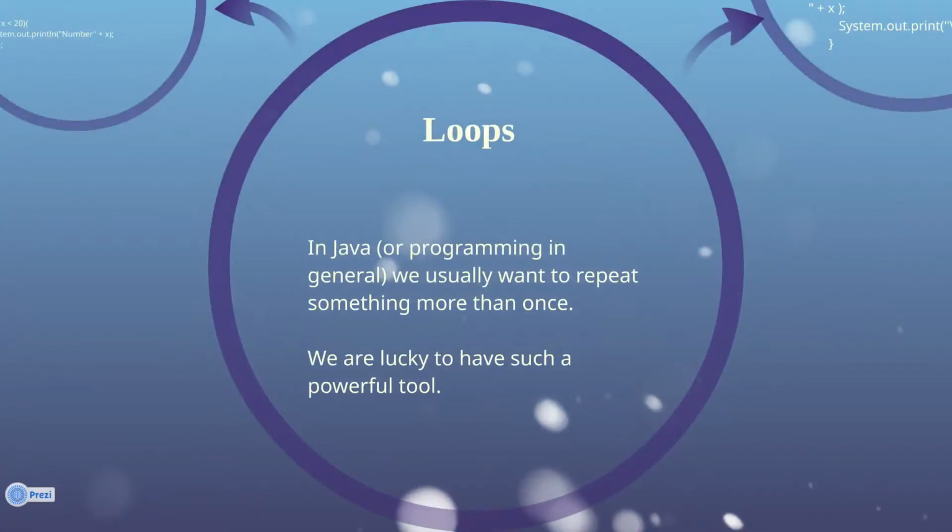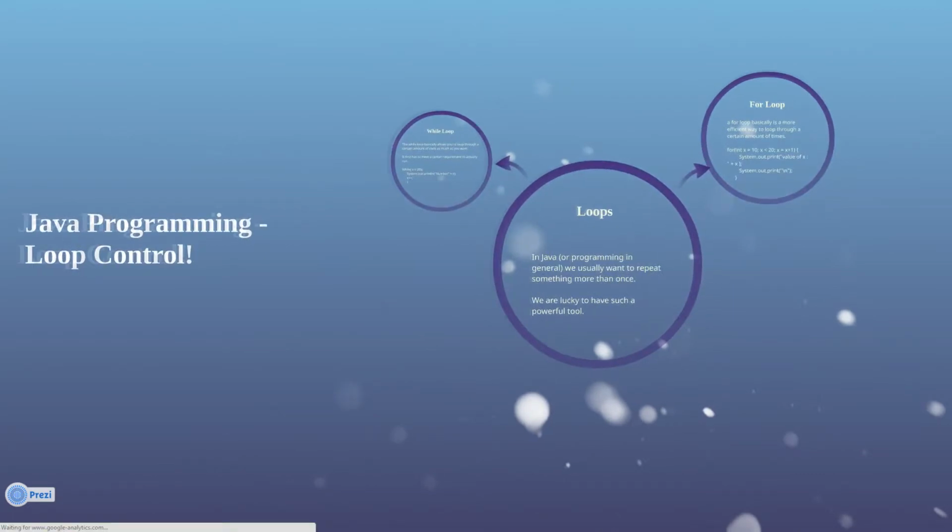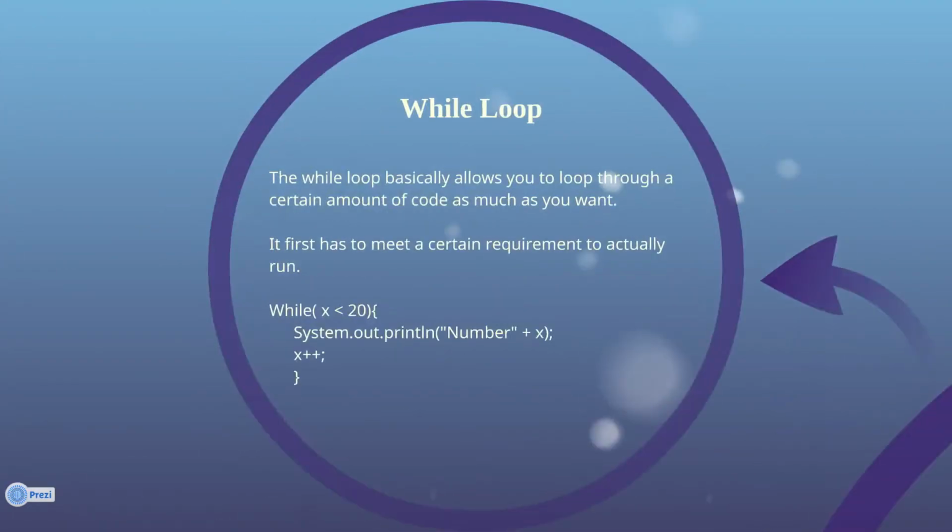Now, loops. In Java, we usually want to repeat something, like repeating adding 1 to 10. You want to keep repeating something. So we're really lucky that Java spent so much time making loops for us, so we can repeat things. Loops are very important, and you really need to know them. You might currently think, loops are useless, I'll never use this. But really, you're going to use it. Trust me. So, let's start with the while loop.